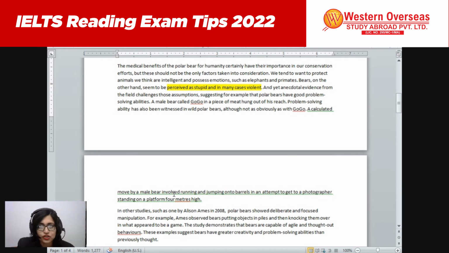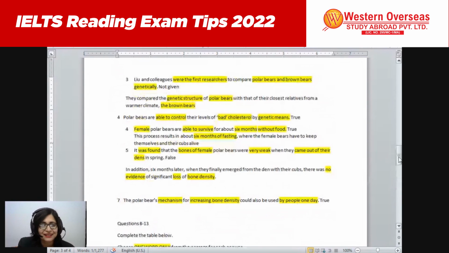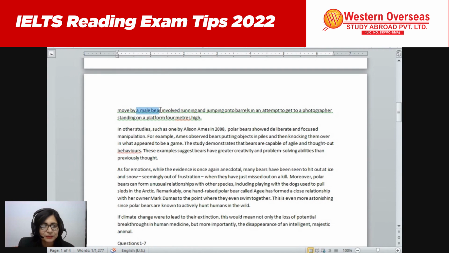Candidates, it's important to just check and match. Clear candidates? Knock down. A wild polar bear worked out a method of reaching a platform where a dash was located. Where a dash, again article a, helping verb singular was, help me to understand. I am going back to the passage again, searching where they are talking about a male bear. See, a male bear.